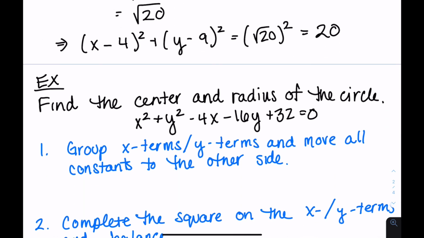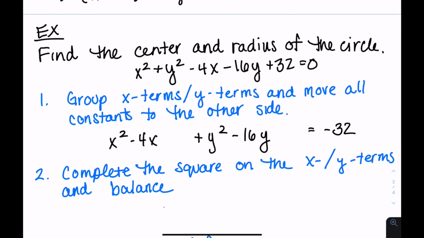Finally, now we're given an equation of a circle, but it's not in standard form, and we want to find the center and the radius of the circle. So what we need to do is put this in appropriate standard form by completing the square on the x and y terms. The first thing we want to do is group the x terms, group the y terms, and move all the constants to the other side. So I've got my x's together, my y's together, and I'm moving the 32 to the other side. Now I'm going to complete the square on the x and complete the square on the y.